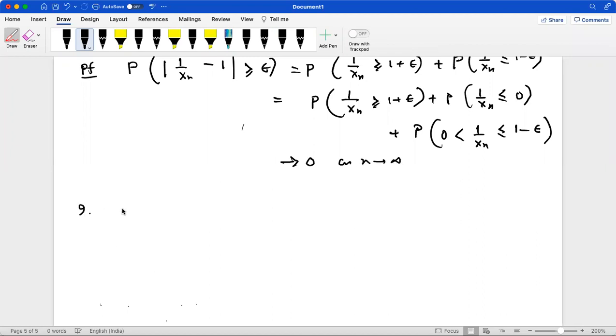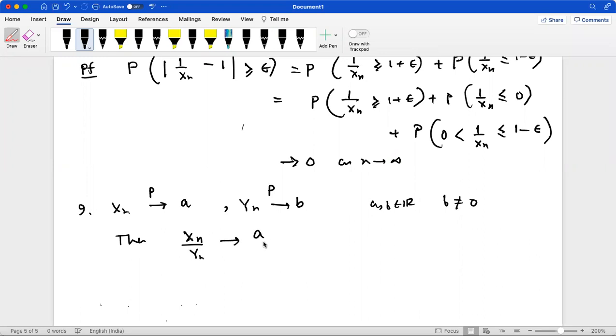The ninth one is this: xn goes to a in probability and yn goes to b in probability. a, b are constants, obviously a, b are real numbers, and b is not equal to 0. Then xn by yn, so xn into yn to the power minus 1, goes to a by b. That's why it takes b not equal to 0. In probability. So everything is in probability.